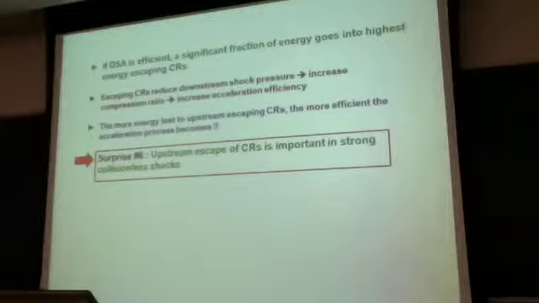This is an interesting consequence, because if you shock this plasma and energetic particles escape, they carry away pressure with them. This means that the compression ratio of the shock can increase. When the compression ratio increases, the power law distribution gets harder, which means that you put more energy into the highest energy cosmic rays, so you increase the acceleration efficiency. The more energy you lose to escaping cosmic rays, the more efficient the acceleration process becomes. It's intrinsically nonlinear. So surprise number 6: escape is an important part in strong collisionless shocks.